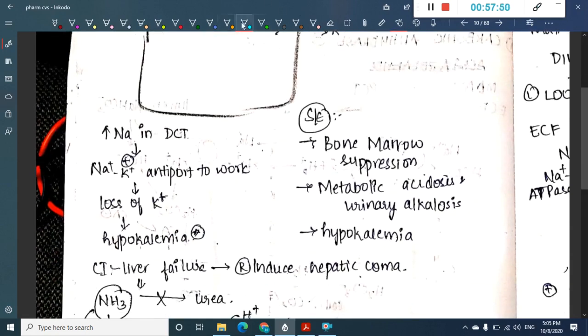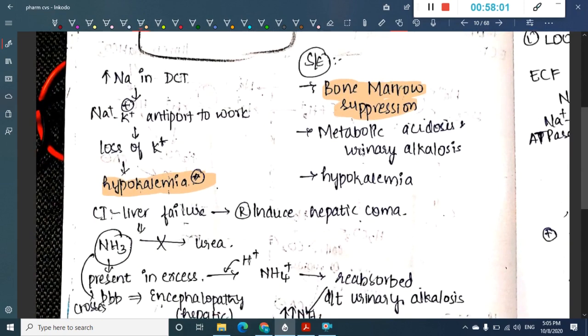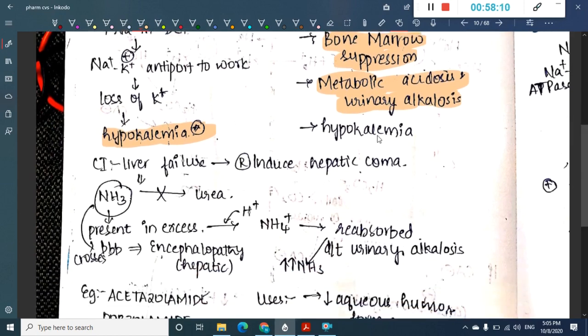So this is the side effect. What is the side effect? The side effect is hypokalemia. Then what are the other side effects? This can also cause bone marrow suppression. As I have already said, it causes urinary alkalosis, and because of H plus retention, it causes metabolic acidosis. I told you about hypokalemia. What is it contraindicated in? These drugs are contraindicated in liver failure, because they can induce something called hepatic coma.